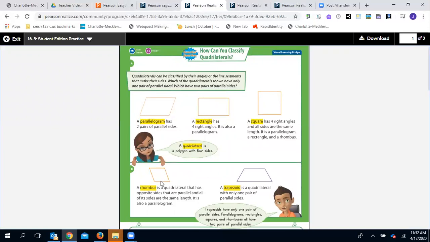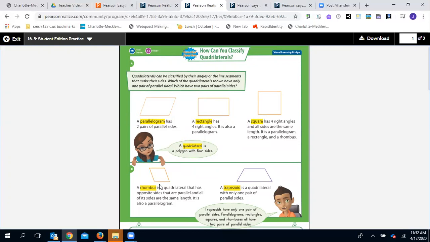Notice how the top and bottom are parallel, and the left and right are parallel. So that is a parallelogram. But a rhombus has all equal sides. That's how these two are different, because a rhombus has all equal sides. A rhombus is a parallelogram. So a parallelogram includes this figure right here, which is just a parallelogram. A rectangle, a square, and a rhombus are all considered parallelograms.